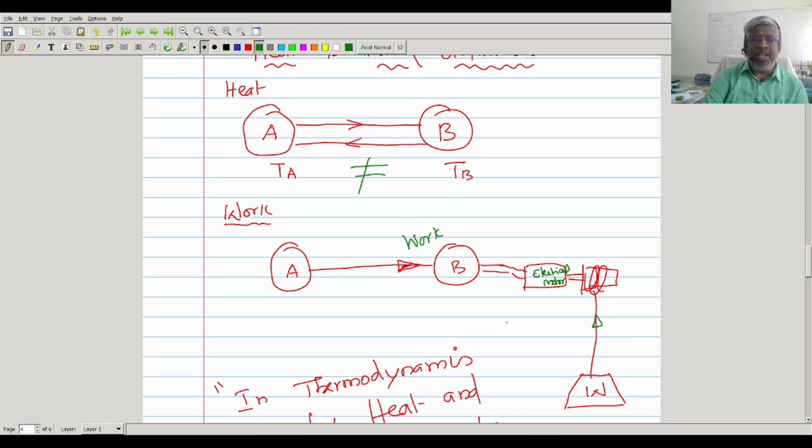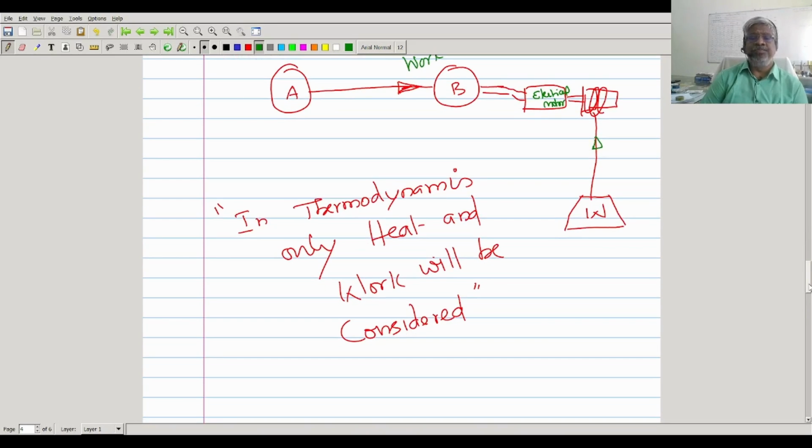So we have only two forms of energy in thermodynamics, that is heat and work. In thermodynamics only heat and work will be considered. No other forms of energy. Actually, it's not a form of energy, but that is convenient. We call all the energy whose sole effect can be reduced to raising a weight against gravity as work. So only heat and work will be considered in thermodynamics. That is what I wanted to give as an introduction to some of the terms in this particular lecture.